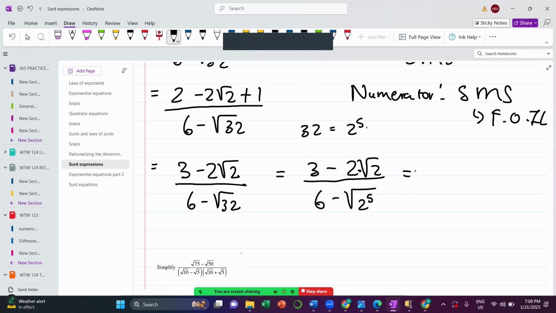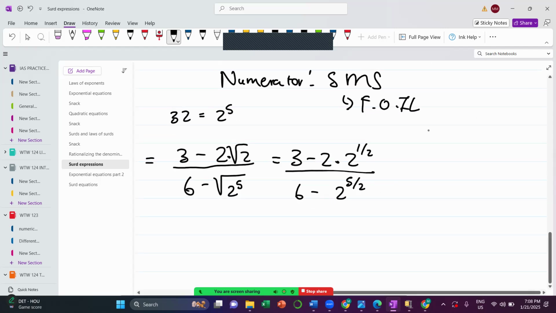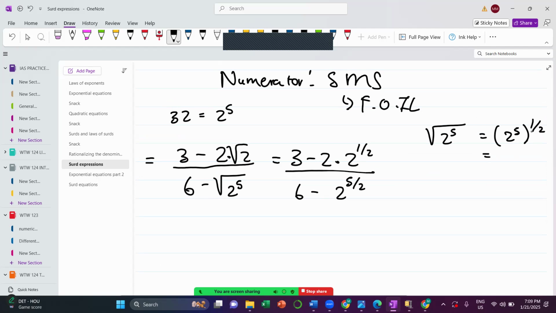So now let's continue. Let's rewrite everything in exponential form. So we're going to have 3 minus 2 times 2 to the exponent of 1 over 2 all over 6 minus 2 to the exponent of 5 over 2. And where did I get the 5 over 2? Remember that if I have root of 2 to the exponent of 5, I can just say I have 2 to the exponent of 5 all to the exponent of 1 over 2, which means I multiply these exponents, giving 2 to the exponent of 5 over 2, right? We're okay, boys and girls?